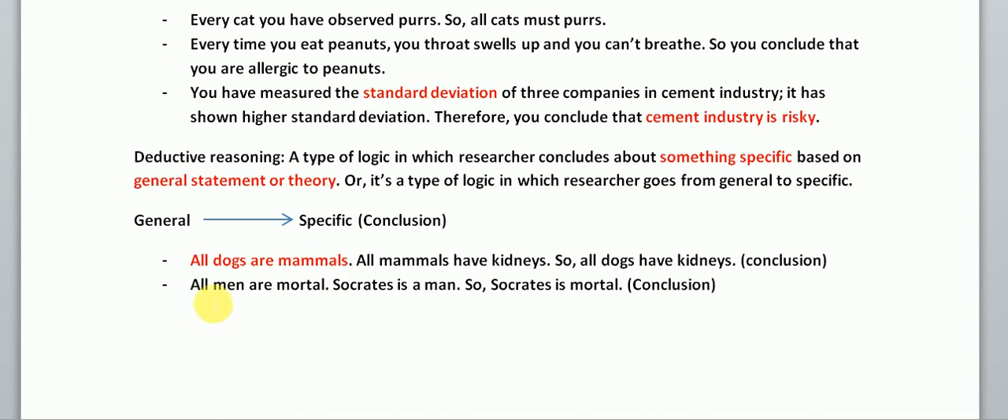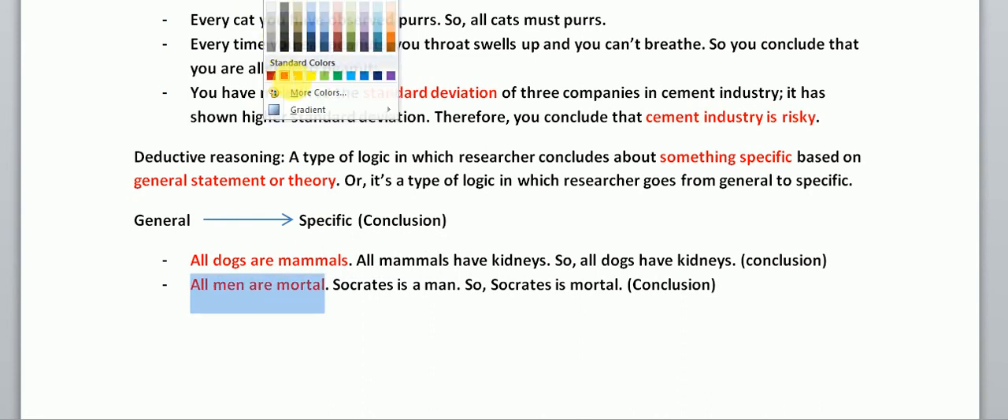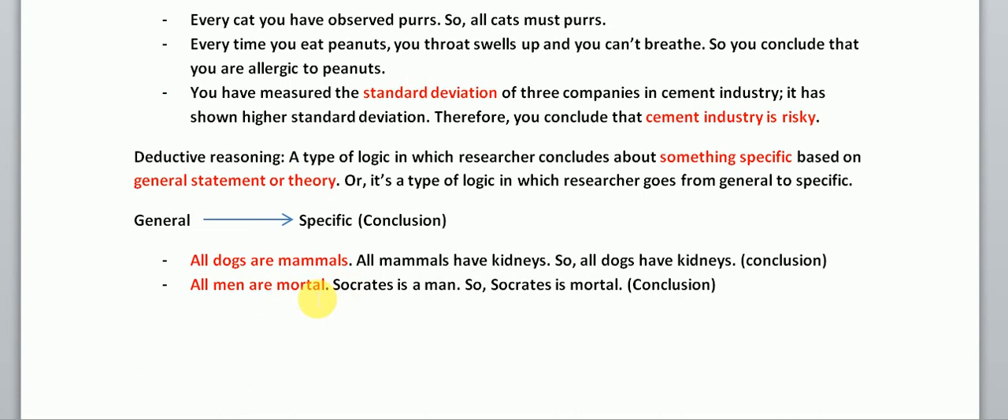Look, dear students, all men are mortal. This is our general statement, and you know that Socrates is a man. So once all men are mortal and Socrates is a man, obviously Socrates is mortal. This is a specific conclusion, something specific you have concluded about Socrates, and from where? From the general statement we have here. So whenever you pick a theory or a general statement, and on the basis of that statement you conclude something specific, then that is called deductive reasoning.